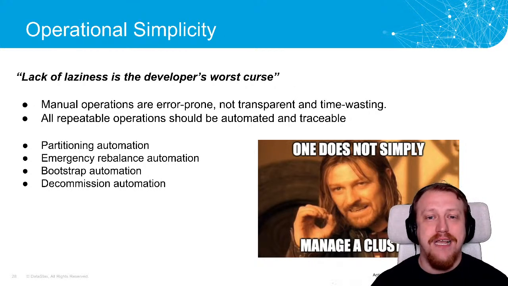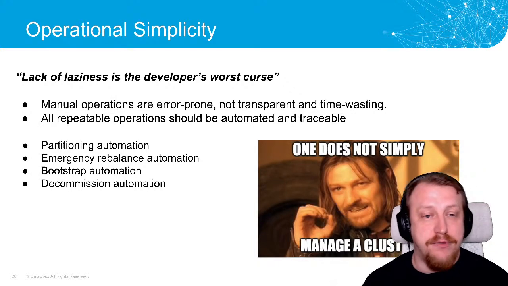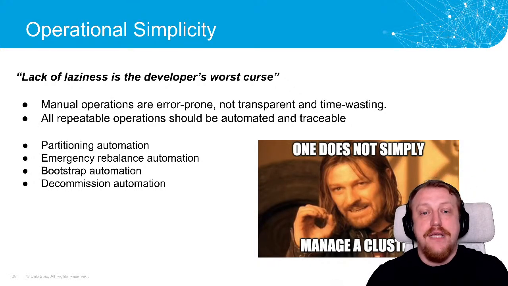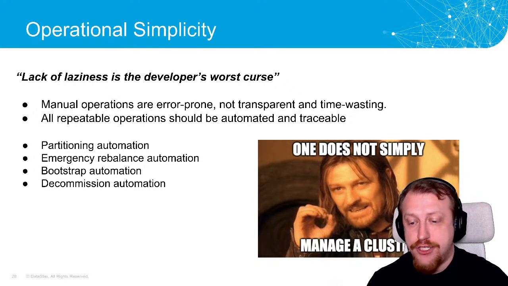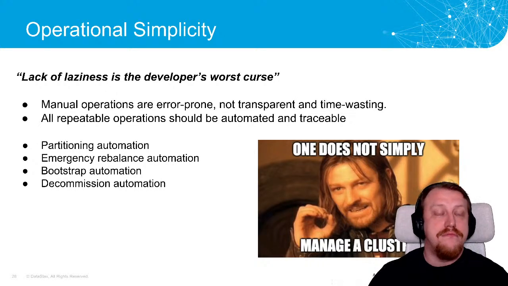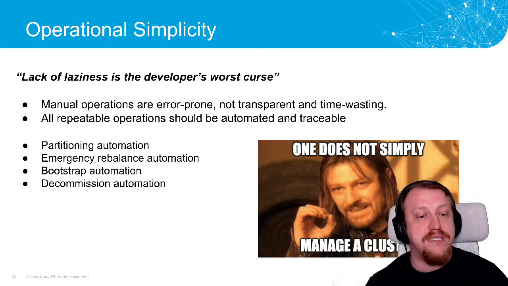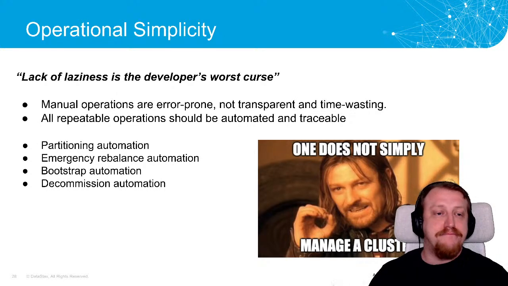Manual operations are slow, very error-prone, and not transparent. And it's bad to have non-transparent operations. Every operation should be traceable. All repeatable operations should be automated and traceable. And that's very great if your application may work with the data like that. What do we mean when we speak about Cassandra? What does that mean? I bring a new node, and what does that mean? I need the data to be replicated and moved to the new node as well.